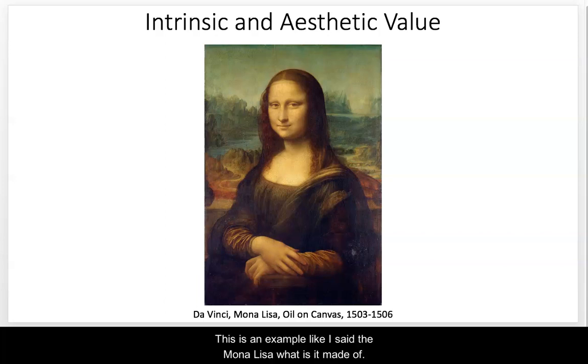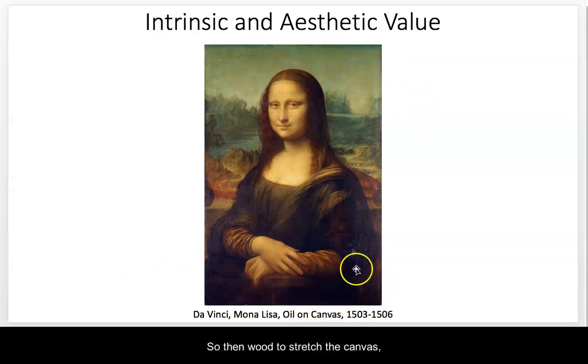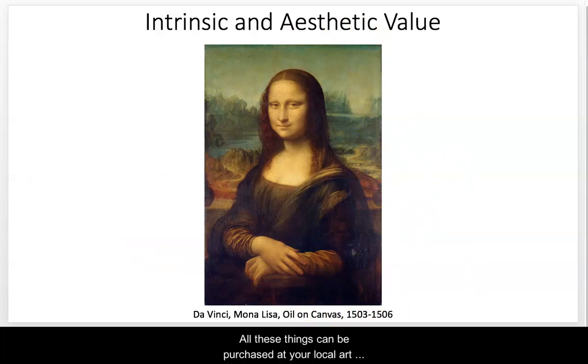This is an example, like I said, the Mona Lisa. What is it made of? Wood for the canvas stretcher, canvas, or this may be painted on wood actually. What am I thinking? No, it's oil on canvas. Okay, so the wood to stretch the canvas, the cloth, and paint, oil paint. All these things can be purchased at your local art store for not so much money necessarily.